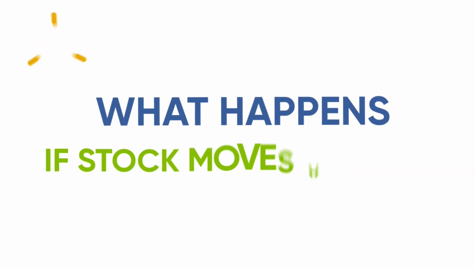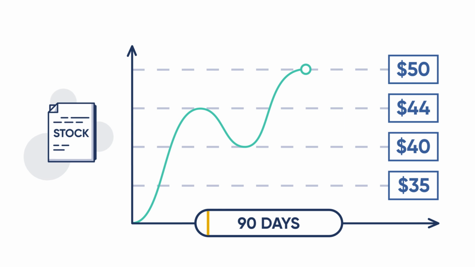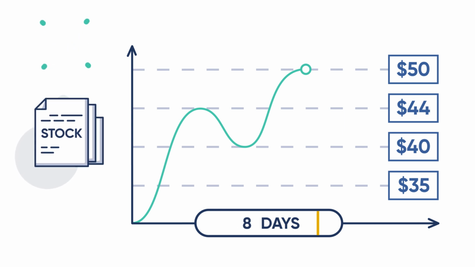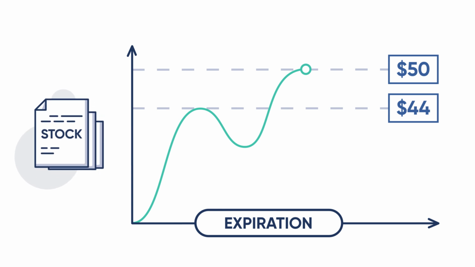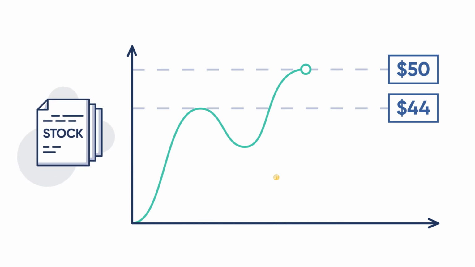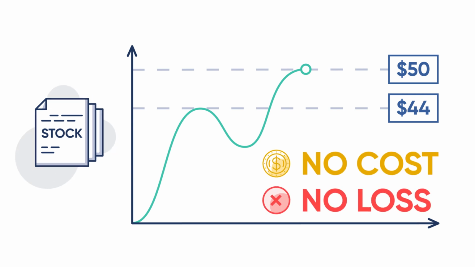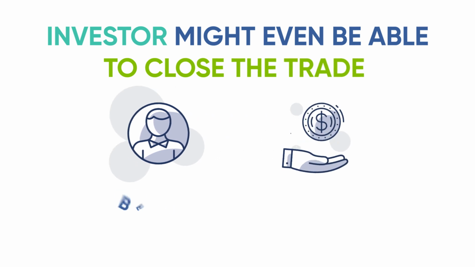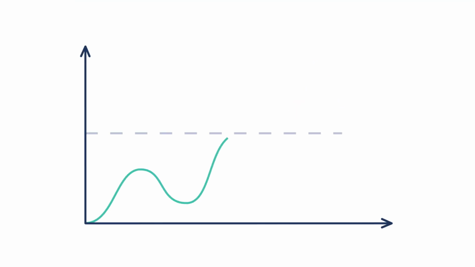What happens if XYZ moves higher instead? Suppose XYZ moves higher to $50. As XYZ moves higher, all of the put values drop, and at expiration, both the 40 and 35 puts are going to expire without value. Since it didn't cost any money to place the trade, there won't be any loss when the options expire without value. The investor might even be able to close the trade before expiration without losing money, despite the underlying moving higher instead, as was initially thought.